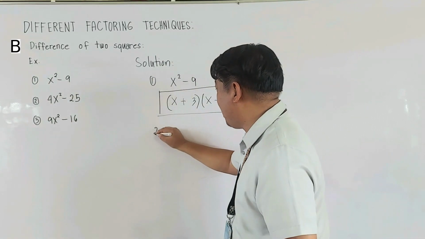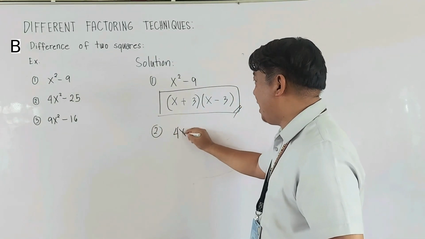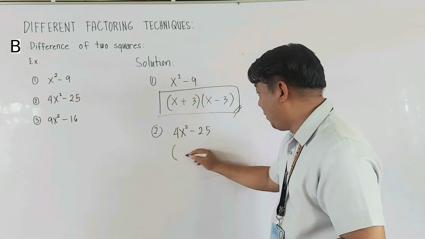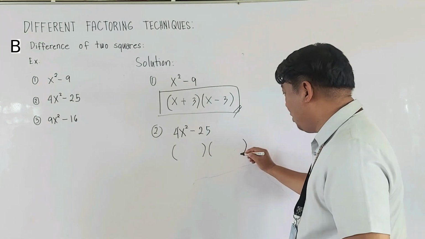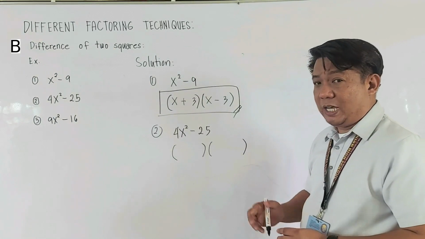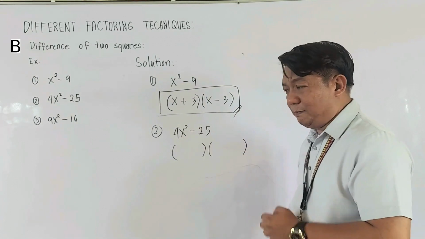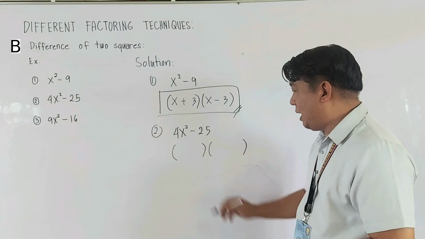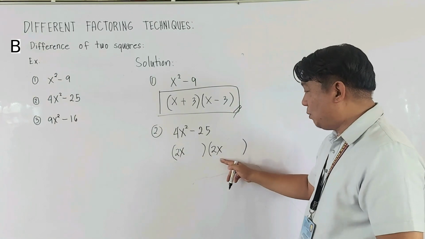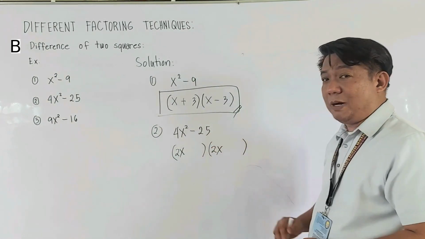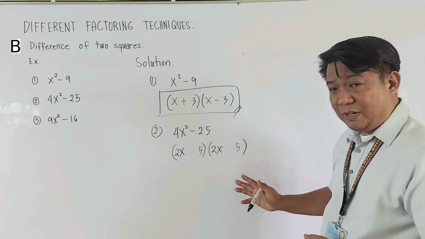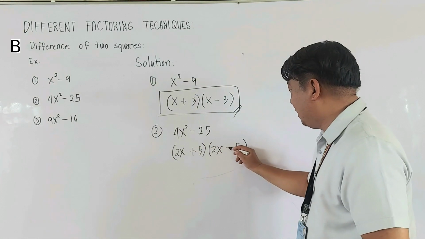Alright? So, let's have another example. We have 4x squared minus 25. So, ang technique natin, gawa lang tayo ng dalawang parenthesis dito for grouping symbol. And i-factors natin ang first term or the 4x squared. So, ang factors ng 4x squared ay 2x and 2x. Alright? 2x times 2x is 4x squared. At ang factors naman ng 25 ay 5 and 5. And there you have it, and then different sign.